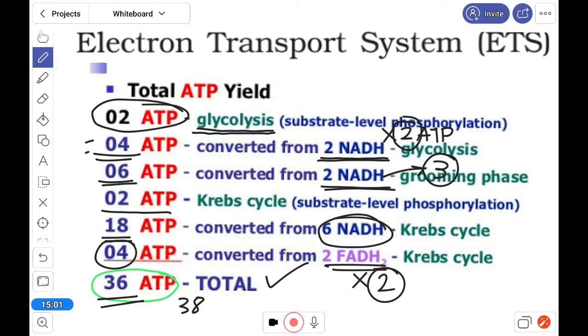So 36 to 38 is the energy that is produced. So that is about the electron transport system.